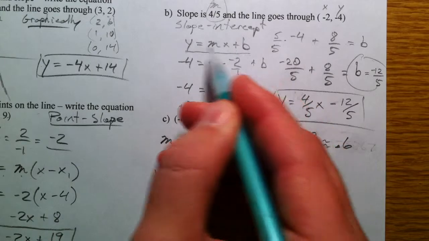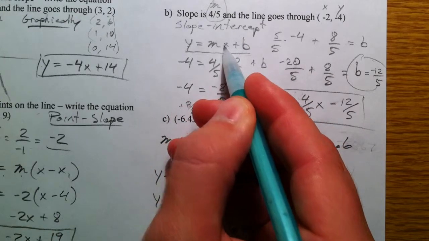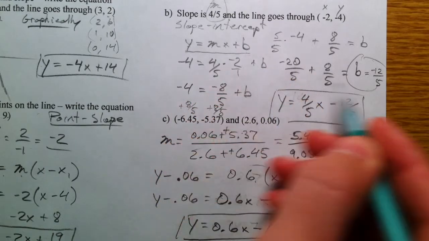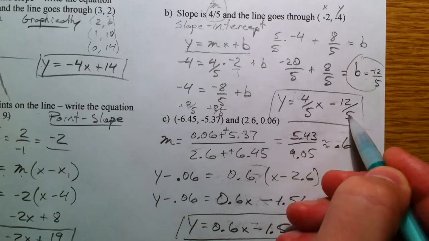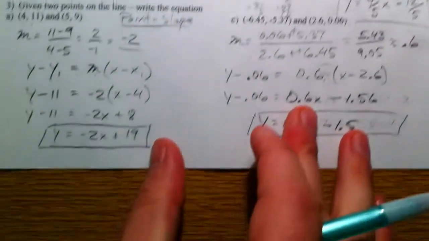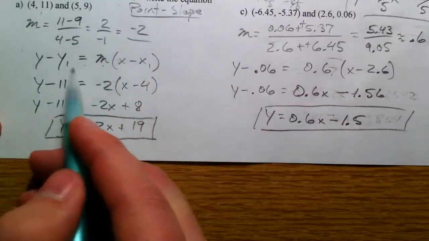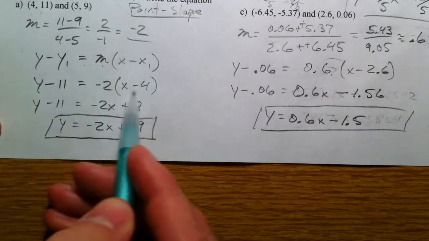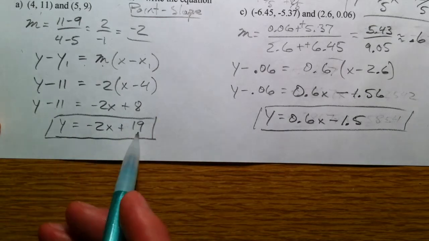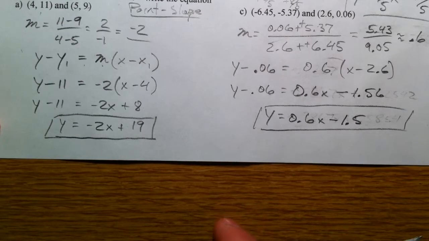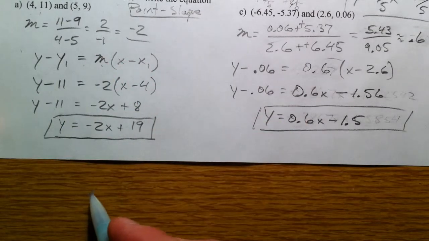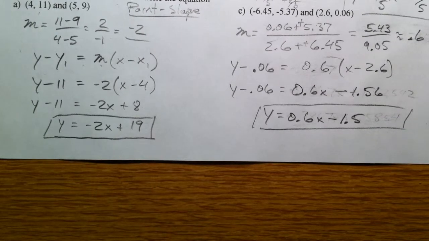We plugged everything in we knew, the y, the slope, and the x, and we solved it for the b. And then we plugged our b back in and we had our equation. This one we used point slope form, plugged in everything we knew, solved it for the y, and you're done. But that one takes remembering point slope form. So congrats, you made it.